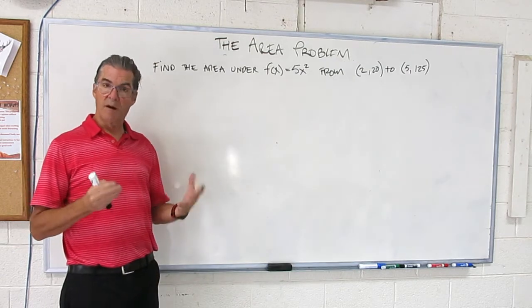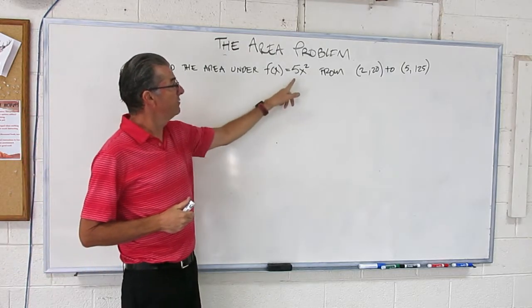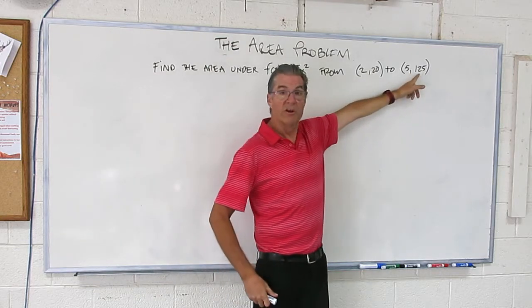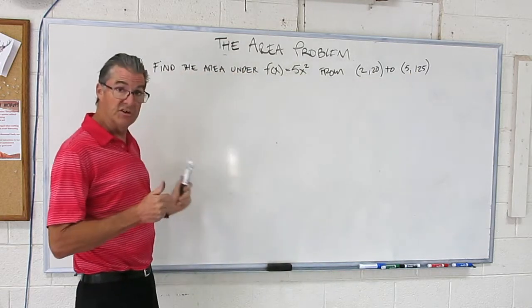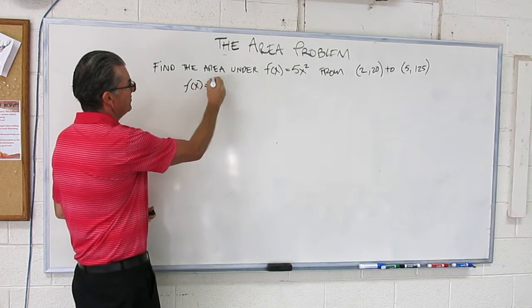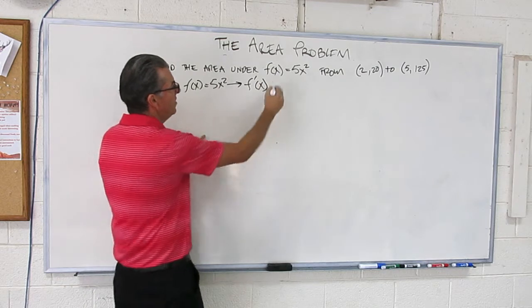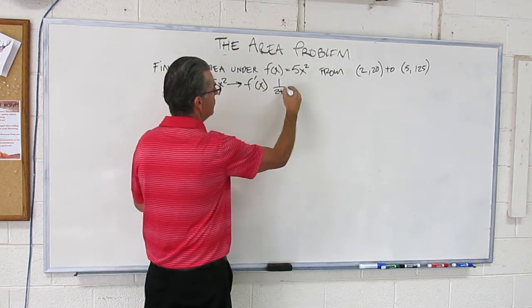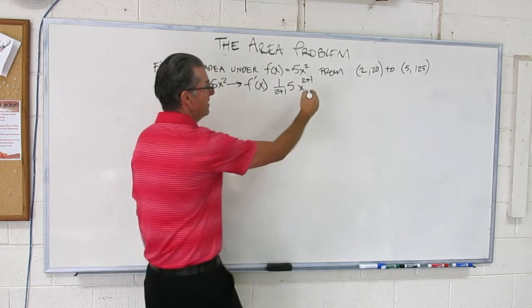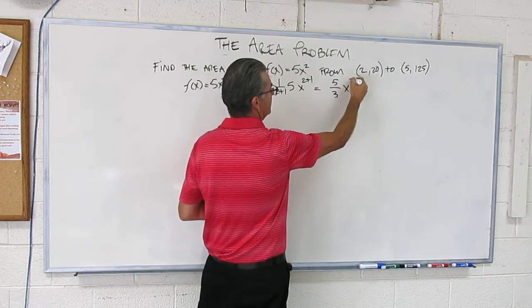Okay, let's do a more complex one and run that all the way through. So here's the question. Find the area under f of x equals 5x squared from the point 2, 20 to the point 1, 25. So let's do those steps. First step is to find the integral of this function. So if we have f of x equals 5x squared, then f prime of x is going to be 1 over 2 plus 1 times 5x to the 2 plus 1. Okay? So that's going to give us 5 over 3 x to the third.